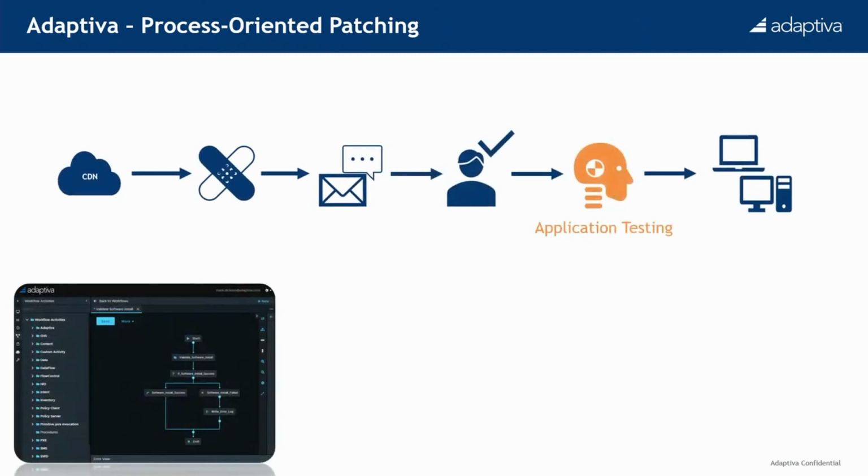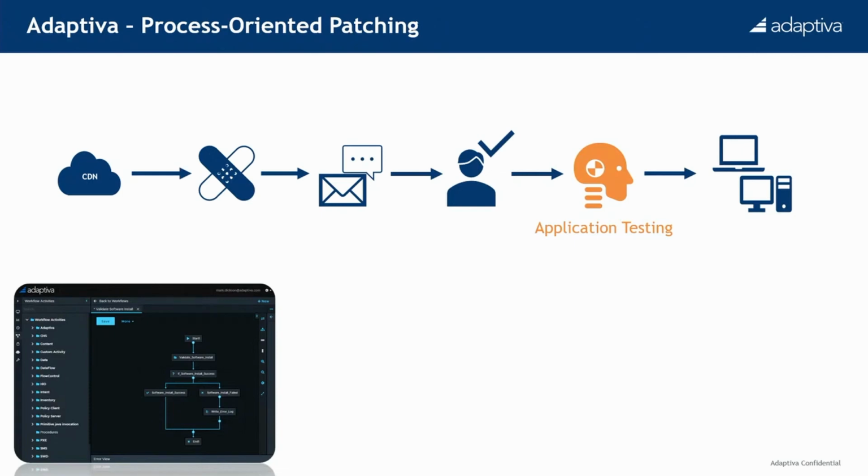So we can extend this a little bit further as well, and we can actually do automated application testing. So you've downloaded the content, you've sent out a notification to say, hey, this piece of content's now available. You've sent out an approval request, so the admin in this team can go and say, I want to go ahead and approve the installation of that software. Before it goes out to the rest of the organization, you actually want to perform some level of application testing on that.